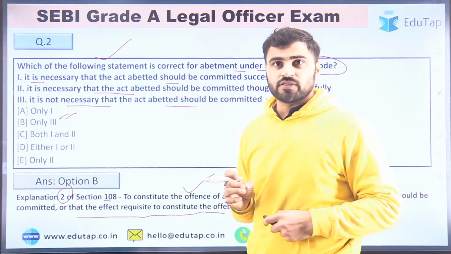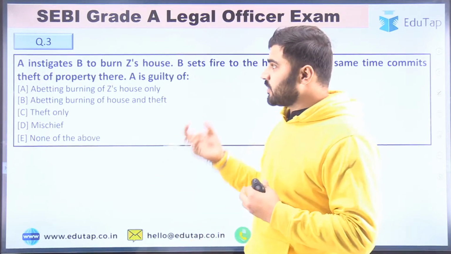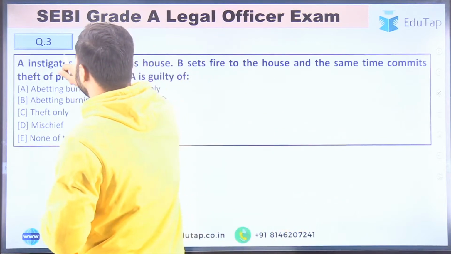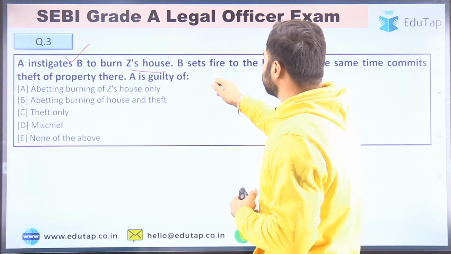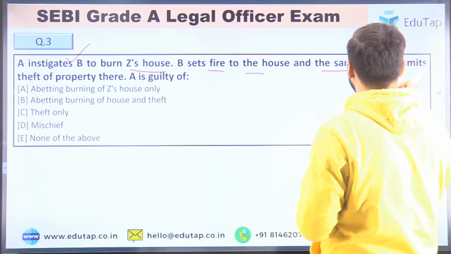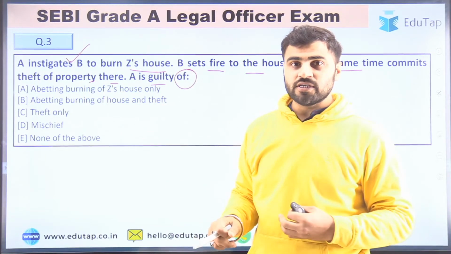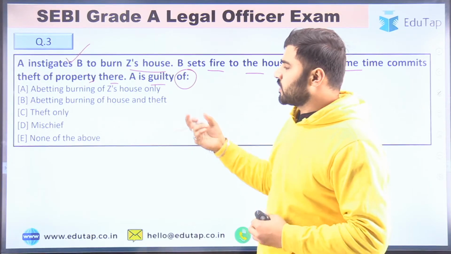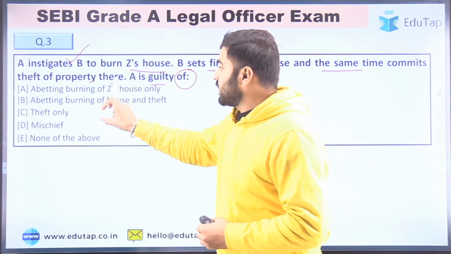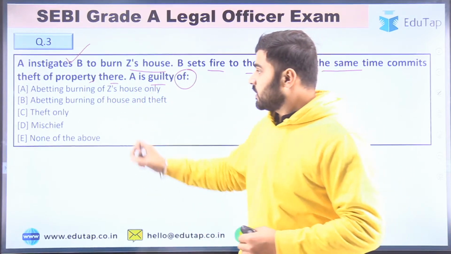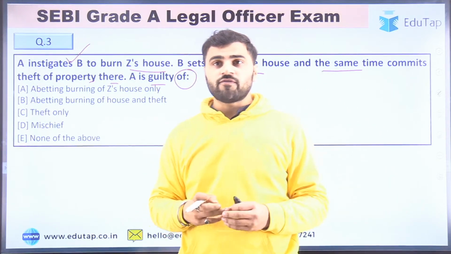Now let's move to question number third. So question number third is a case study, which is a favorite area of the examination conducting body, right? So the question is, A instigates B to burn Z's house. Read the question properly. Then B sets fire to the house and at the same time commits theft of property there. So A is guilty of which of the following? Option number first is abetting burning of Z's house only, abetting burning of house and theft, theft only, or mischief, or none of the above. So which of the following is correct?